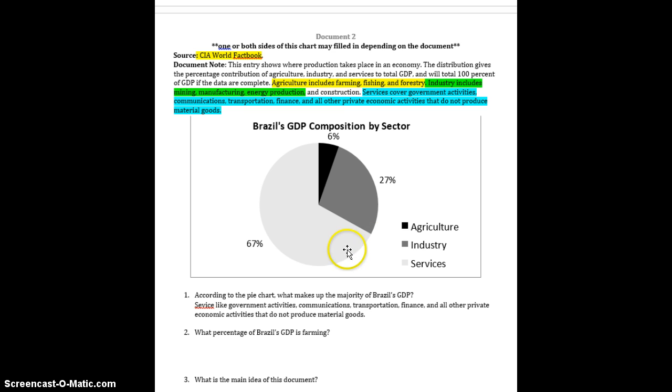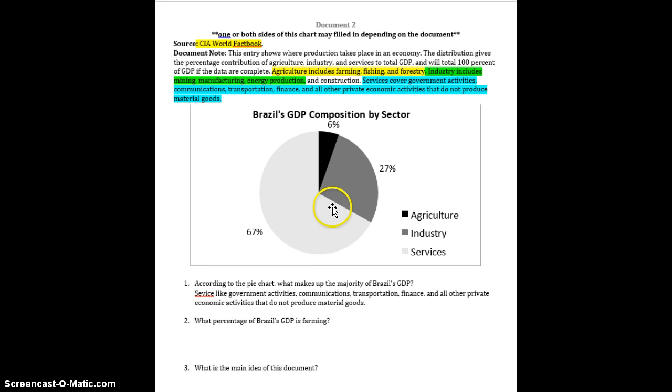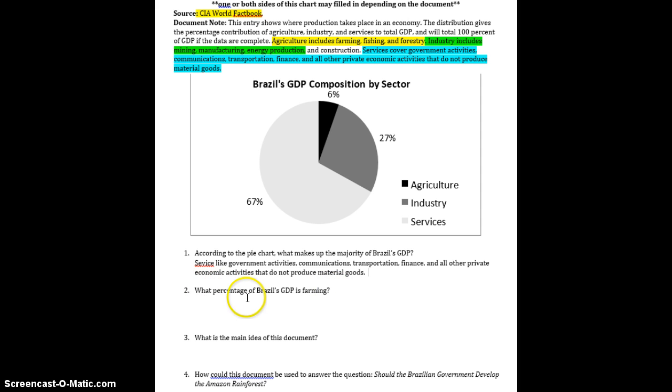So when we're looking at this, we see that this is a majority of their economy. That's not even contained in the rainforest. So start thinking to yourself right now, does this support that we need to use the rainforest to maximize our GDP and our expenditures, or do we not need to use the rainforest? All right, so then the next question, what percentage of Brazil's GDP is spent on farming? Now remember, farming and agriculture are synonymous. So we can say that 6% of Brazil is used in farming.